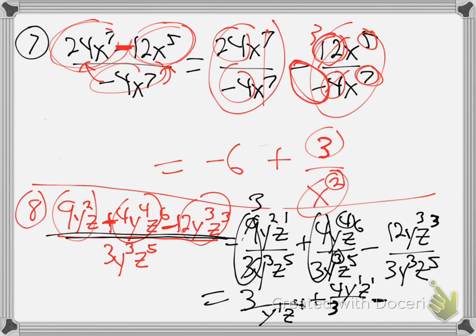Minus. Now, 3 goes into 12 4 times. The y's totally cancel. Z, the bigger one's on the bottom. Z squared on the bottom. And we're done. This making sense?